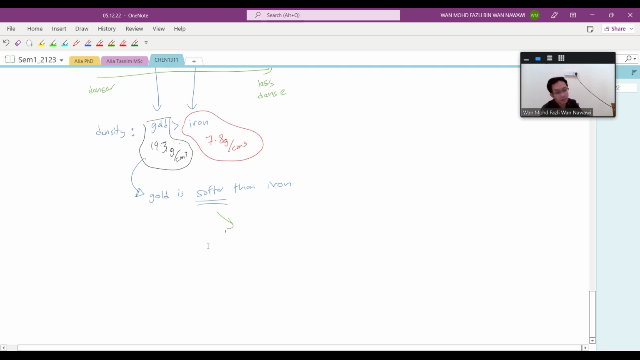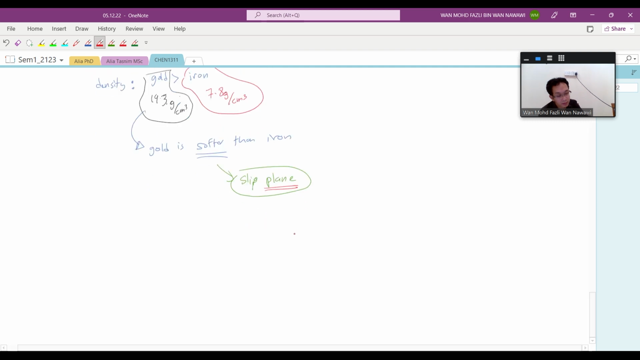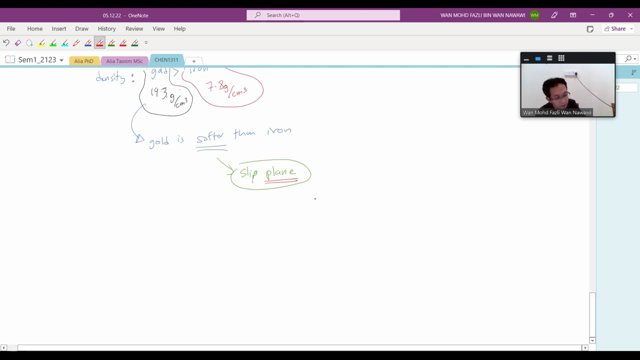The reason why gold is softer than iron is due to something we call the slip plane. Okay, the slip plane. And in this case, we need to understand what a plane is. What is a plane? A plane is just simply a plane.